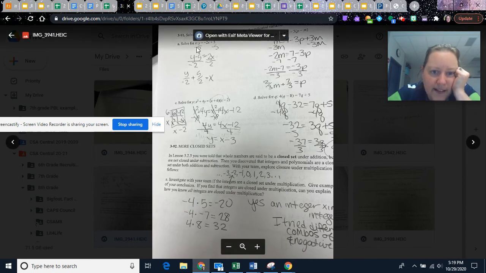Solve for x. So we have y equals negative 2x plus 5. And so we want to get the x by itself. So first we have to get rid of the 5. So we subtract 5 from both sides. Then we have a negative 2 times x. So the opposite of times is divide. So then you divide by negative 2.